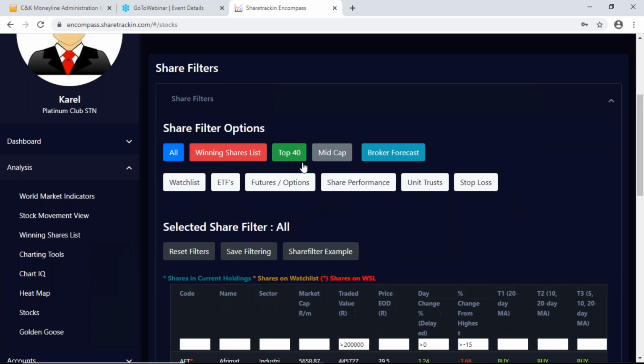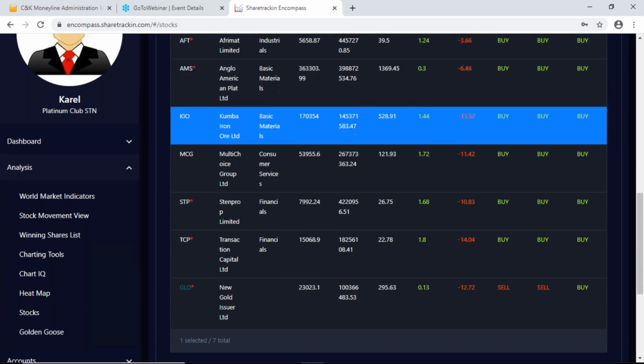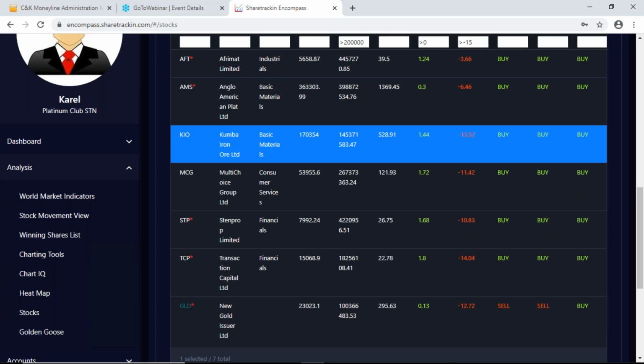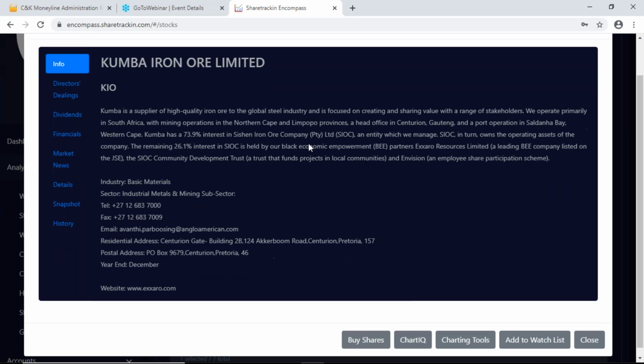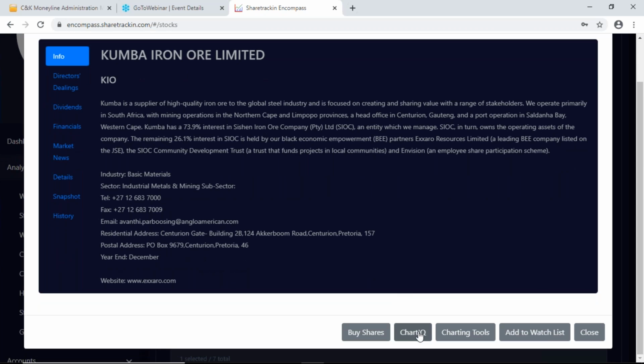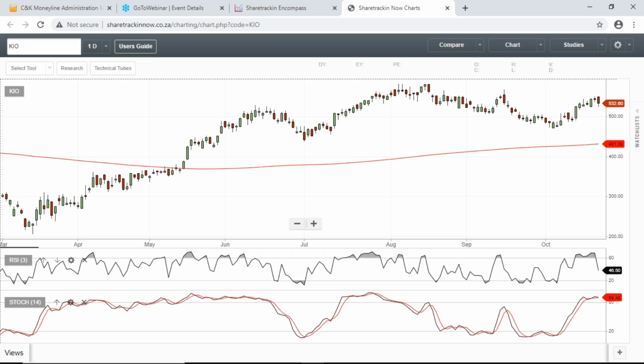And then I'm going to use my share filter. So you would choose your share. I'm going to use KIO as an example. I click on the share, scroll down, I go to my chart IQ to view my graphs. I'll touch a bit on the charting as well.